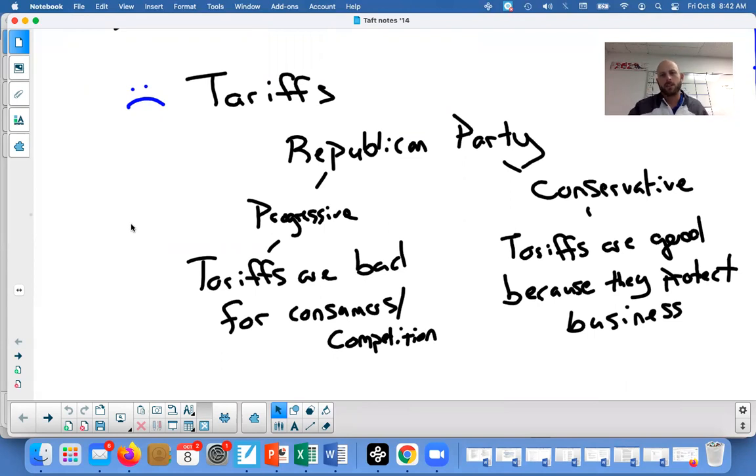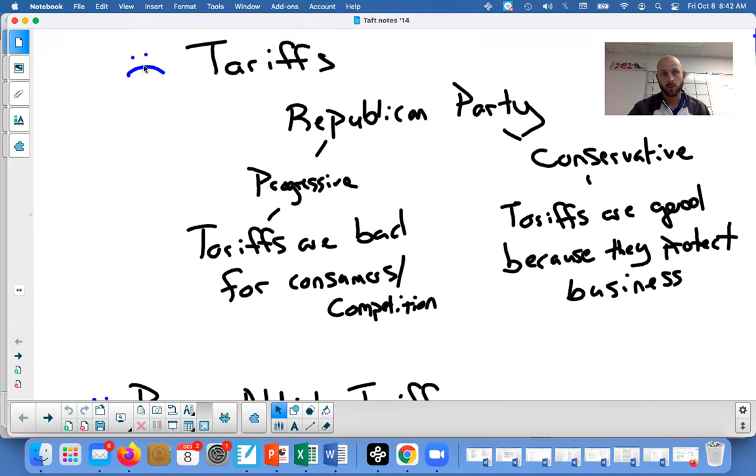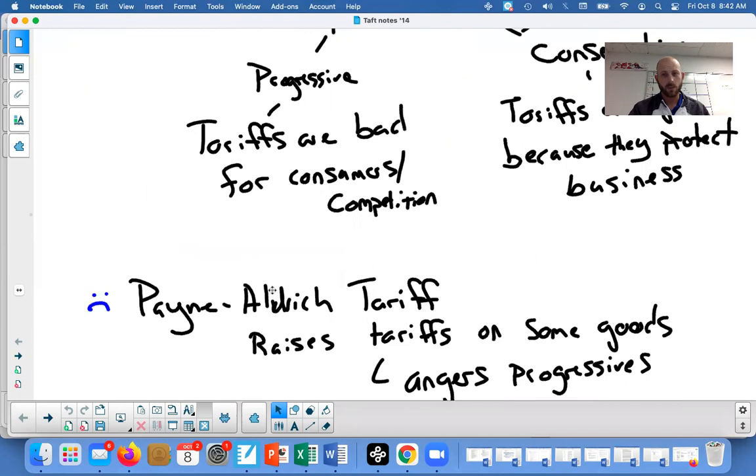Okay, so we have this element in the Republican Party, and Taft wants to address tariffs, and Roosevelt knew that. It's our Roosevelt indicator up here. Roosevelt's sad when you go after tariffs. So, and then eventually the Republicans passed the Payne-Aldrich tariff, which actually ends up raising tariffs on some goods, right?